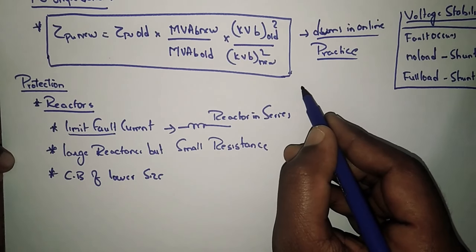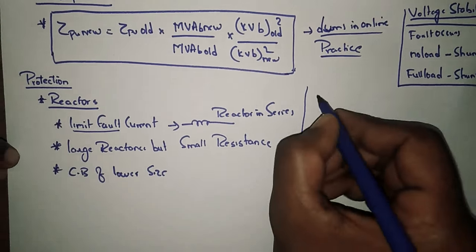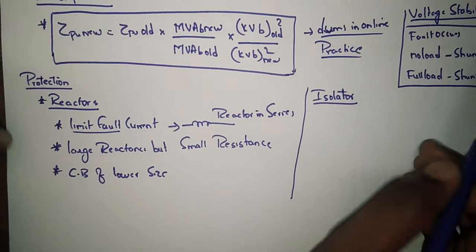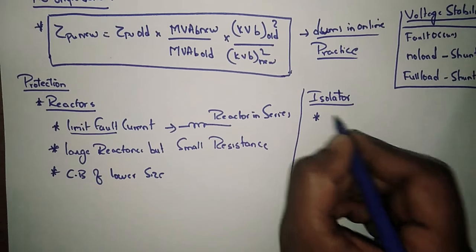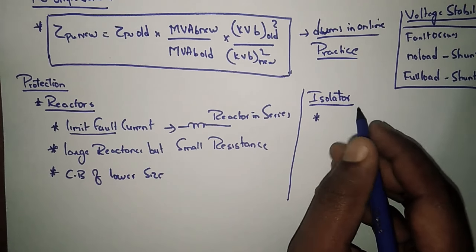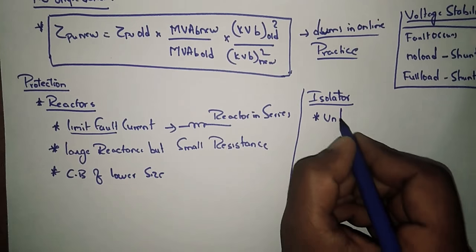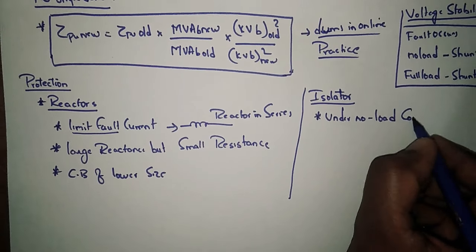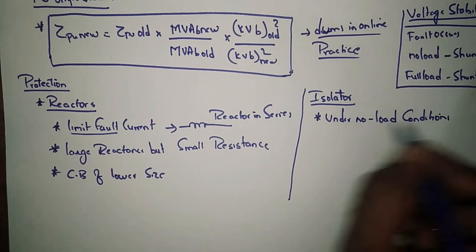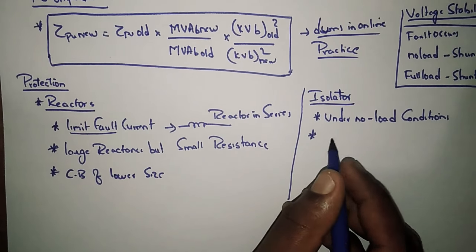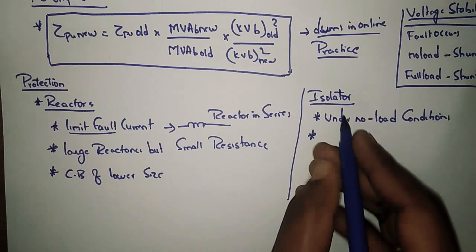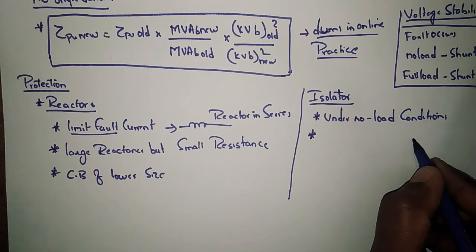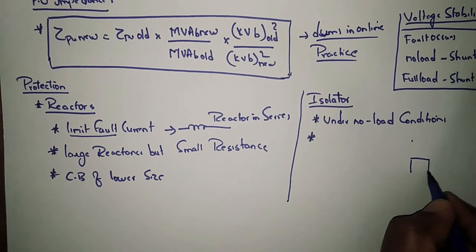Next we are going for the isolator. What is an isolator? An isolator is one which isolates the circuit under no load conditions. An isolator only operates under no load conditions. It can't work under load conditions, whereas a circuit breaker can be employed for load conditions. Where is the isolator employed? It is always employed in between a circuit breaker.